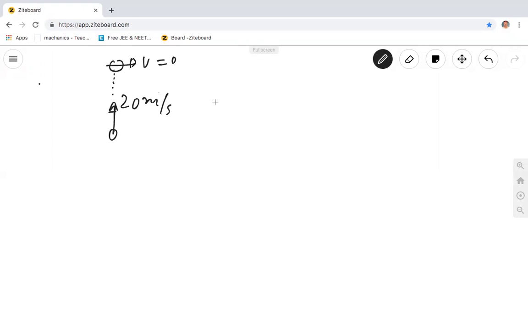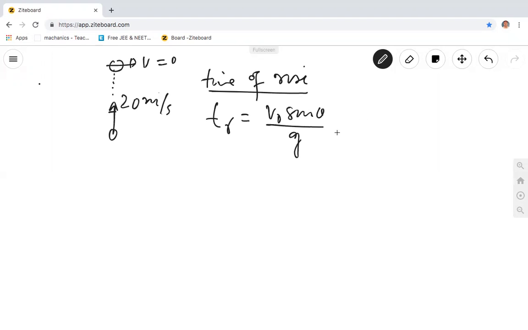We have to find the time of rise. So you need to use this formula: time of rise is equal to V0 sine theta by g. Do you remember this formula?